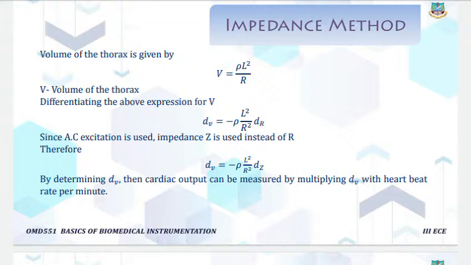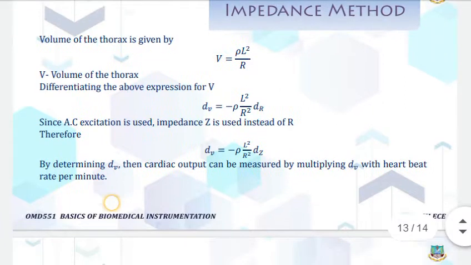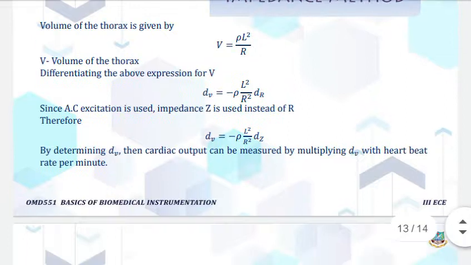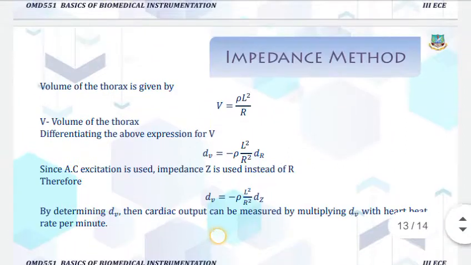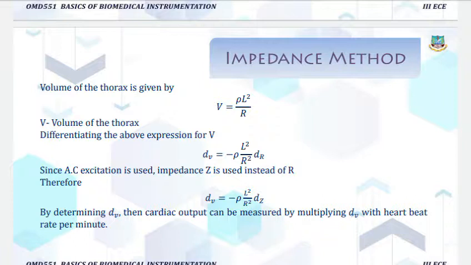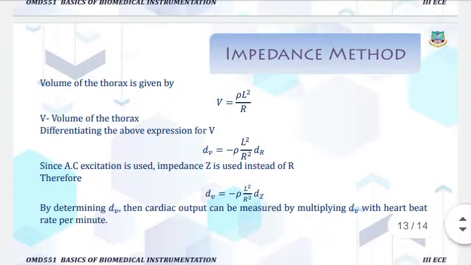We know what cardiac output is. Cardiac output is the stroke volume multiplied by the heart rate per minute. Here the volume is dV, and we multiply this volume with the heart rate to get the cardiac output.